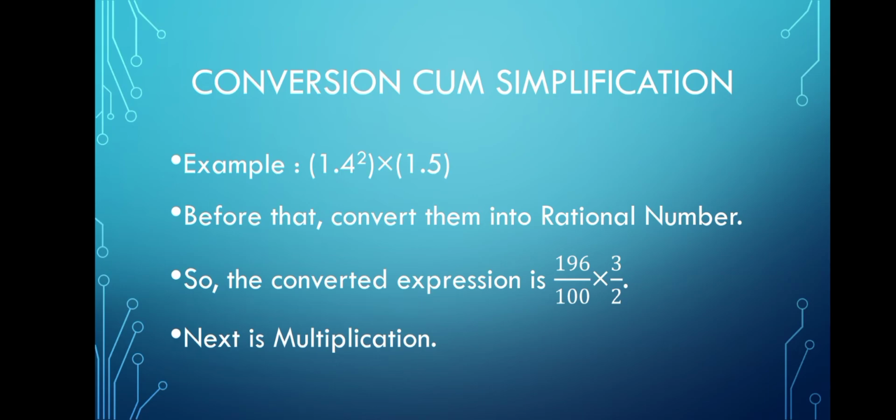Conversion comes in simplification. Example, 1.4 squared into 1.5. Before that, convert into rational numbers. So the converted expression is 196 by 100 into 3 by 2. 1.4 squared is equal to 1.4 into 1.4, that's equal to 1.96. 1.96 is also written as 196 divided by 100. 1.5 is equal to 3 by 2.